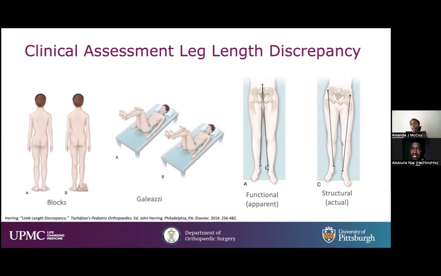You can have the child supine, and this can measure the difference in the femoral segments. And then you actually can turn a child prone and bend their knees up and measure the difference in their tibial segments. When it comes to using a measuring tape, you can measure the functional leg length discrepancy, which is a measurement from the umbilicus to the medial malleolus, or you can measure a structural, which is a measurement from the anterior superior iliac spine to the medial malleolus.